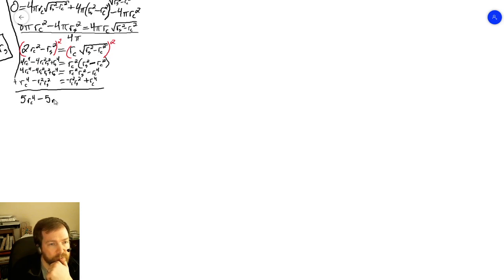Let's switch what order this is. rs squared times rc squared plus rs to the fourth equals 0. This is in the form of a quadratic. That's kind of gross.